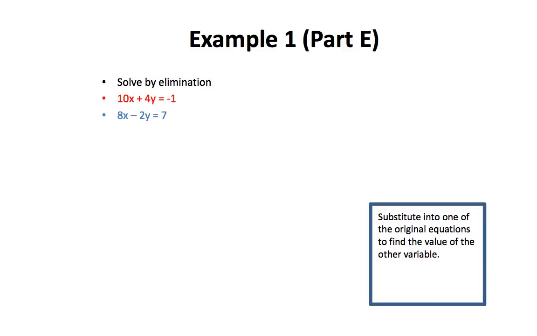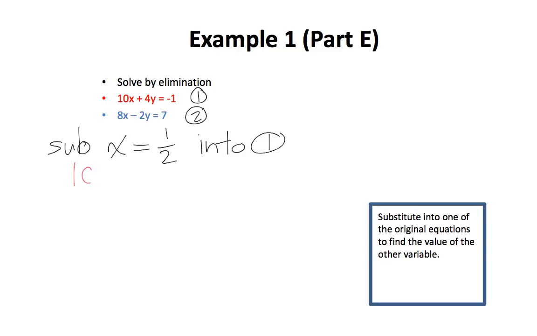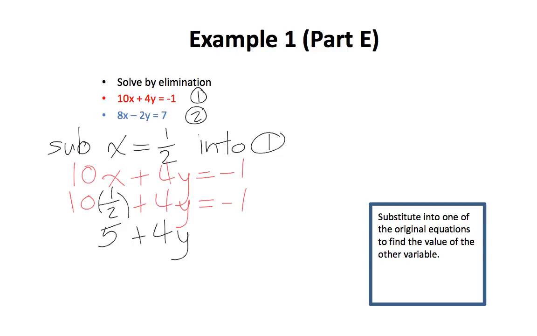Next, we want to substitute into one of the original equations to find the value of the other variable. So let's relabel this equation 1 and equation 2. So I'm going to sub x is equal to 1 over 2 into either of these equations. It doesn't really matter. I'm going to arbitrarily choose equation 1. I haven't done anything with equation 1, so it stays exactly the same. 10x plus 4y is equal to -1. I'm going to replace the x with 1 over 2 in brackets. Everything else stays the same. 10 multiplied by 1 over 2 is 5.